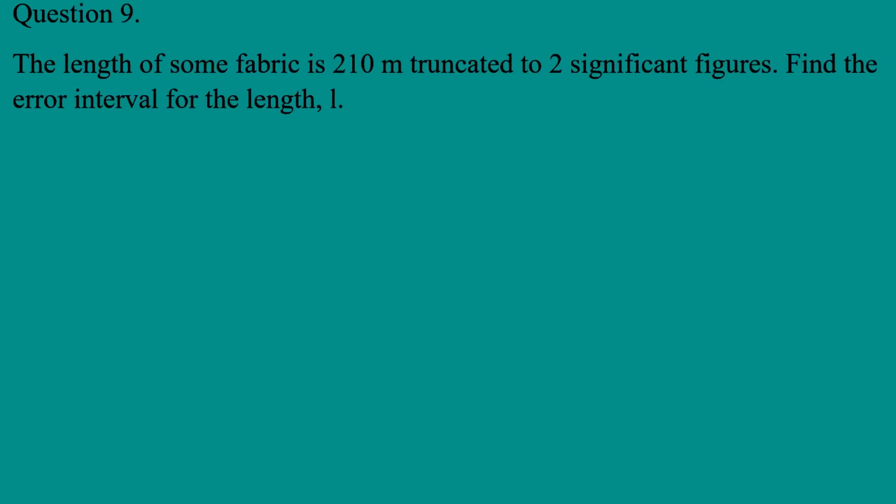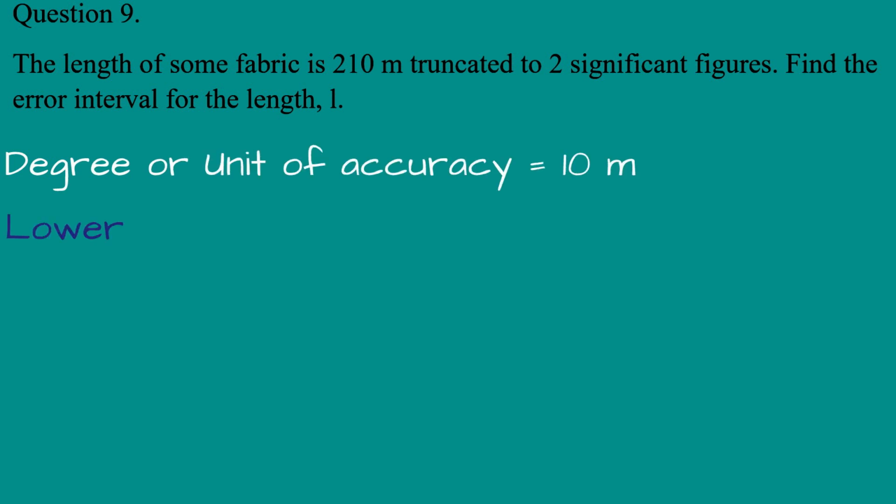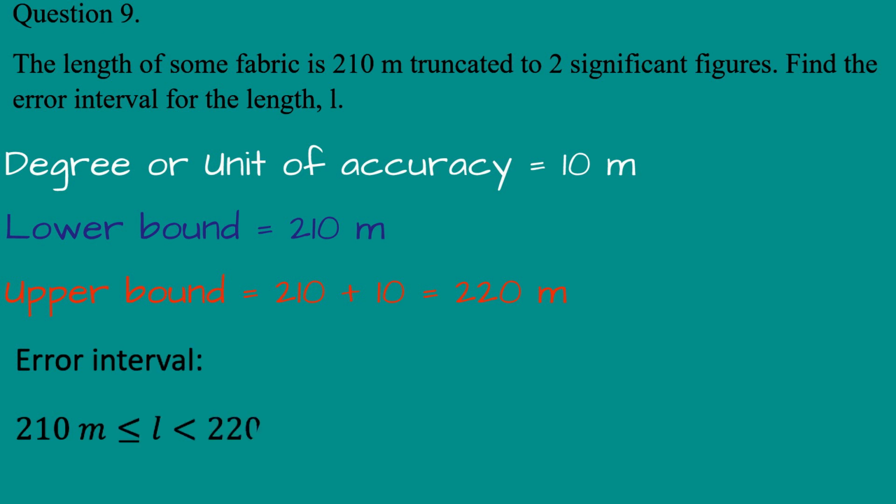In question 9, the length of some fabric, L, has been truncated to 2 significant figures, so the unit of accuracy is 10 meters. The lower bound is equal to the truncated length, 210 meters. The upper bound is the truncated length, 210 meters, plus the unit of accuracy, 10 meters, which gives 220 meters. The error interval is the inequality, L is greater than or equal to 210 meters and less than 220 meters.